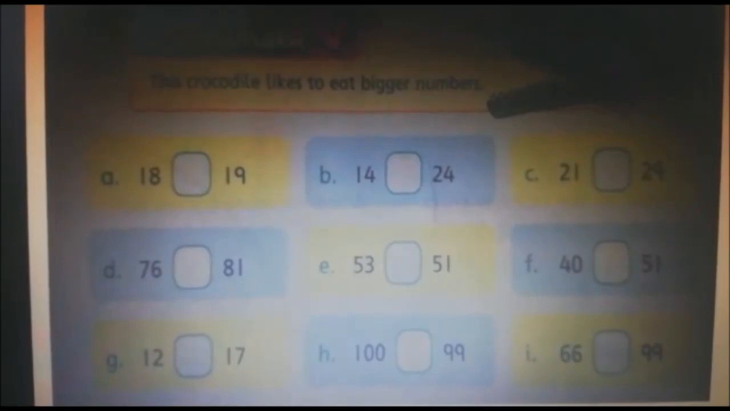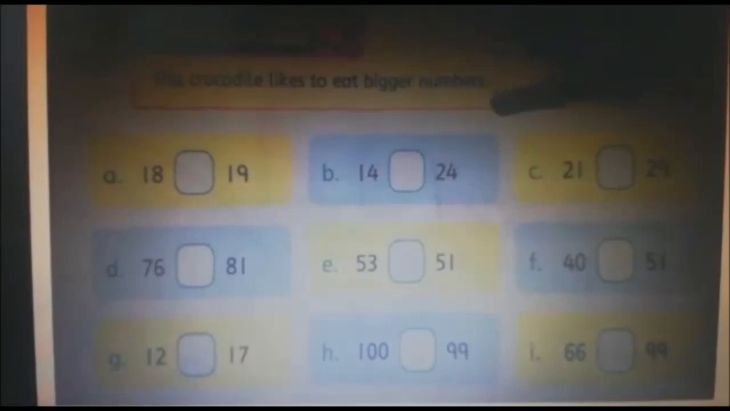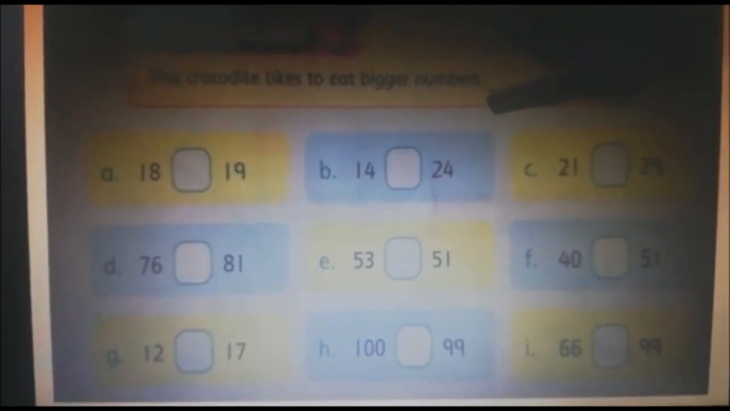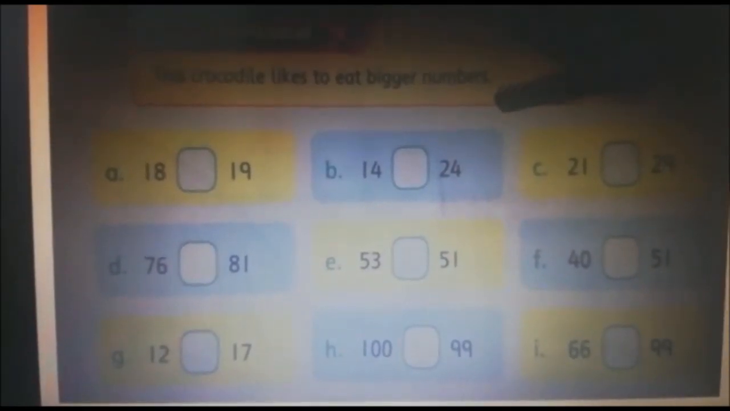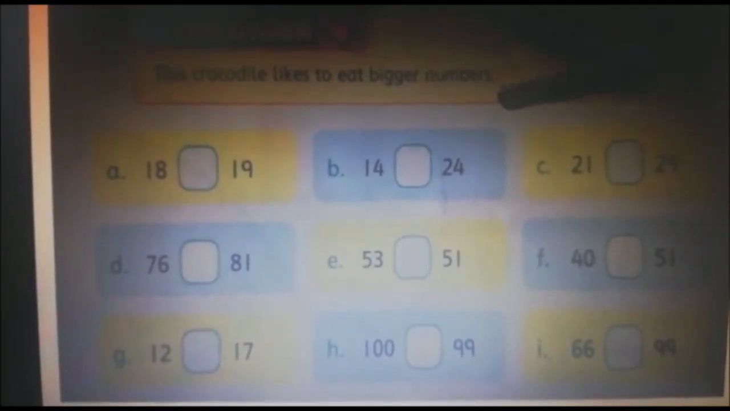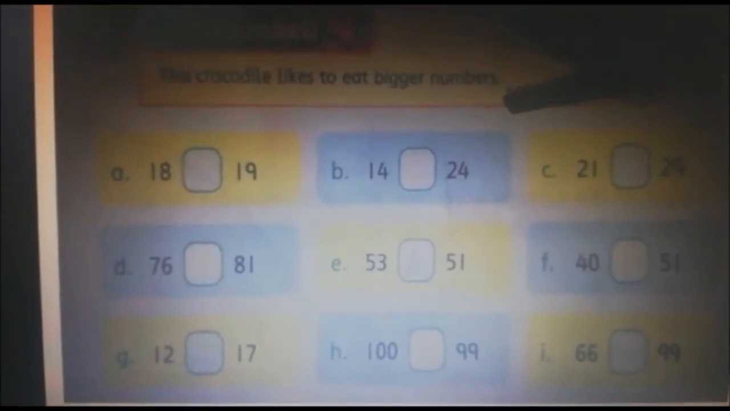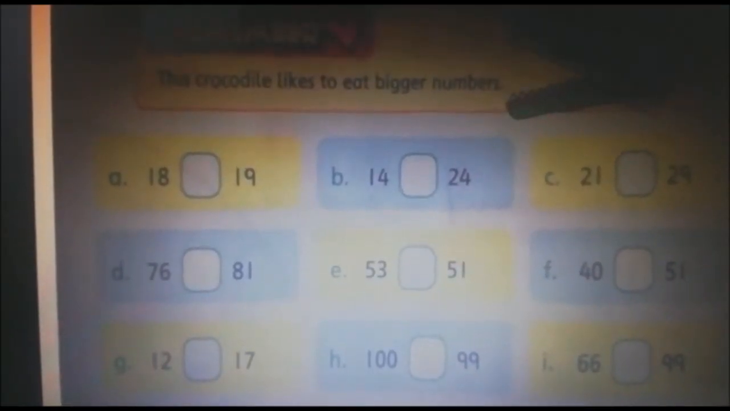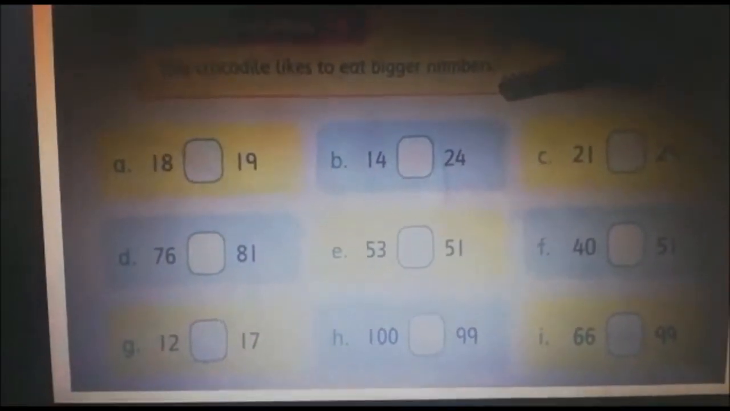18 or 19. Which is the bigger number? Yes, 19 is the bigger number. As you know, the crocodile likes to eat bigger numbers. So the crocodile mouth will be open to the side of 19. Next, 14 or 24. Which number does the crocodile like to eat? Yes, 24. So you draw the crocodile mouth on the 24 side.